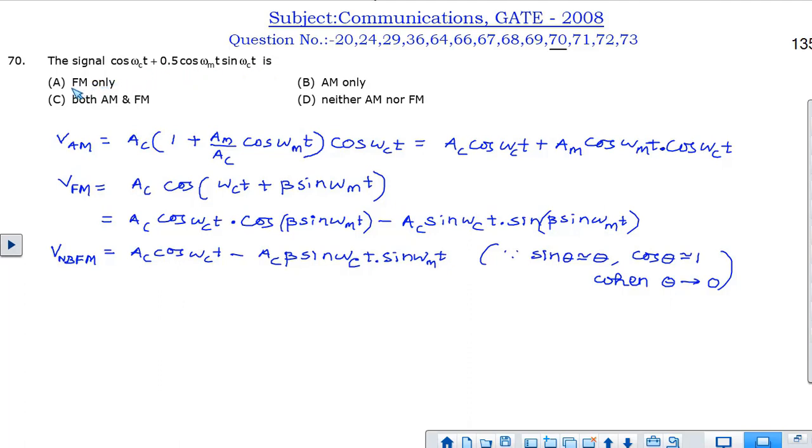So we cannot say that this is FM only, or we cannot say that this is AM only. We can say both AM and FM is the correct match for this expression. So C is the correct answer. Hence C is the correct answer for question number 70.